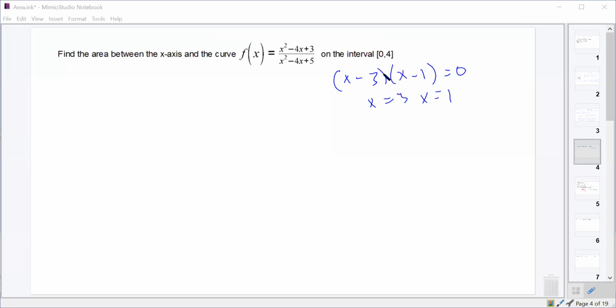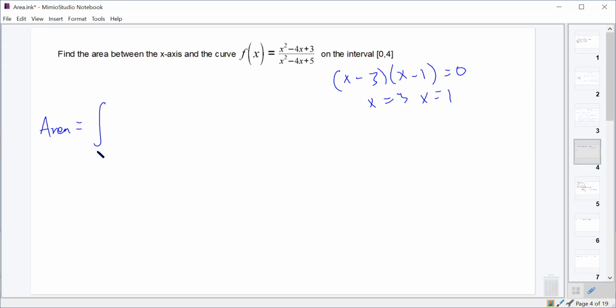If I plug in something less than 1, like 0, do we get a positive or a negative value? If you plug in 0, you get a positive. And if you plug in something like 2, what are you going to get? Looks like a negative. And if you plug in something greater than 3, like 1,000, it's going to be positive again.